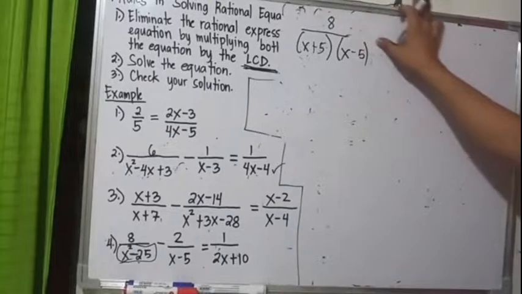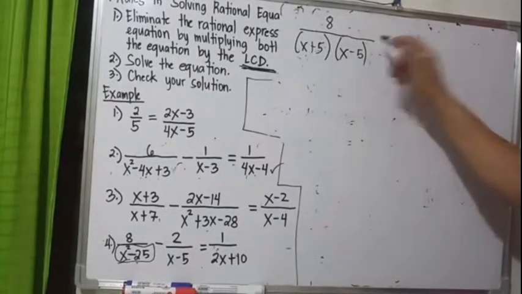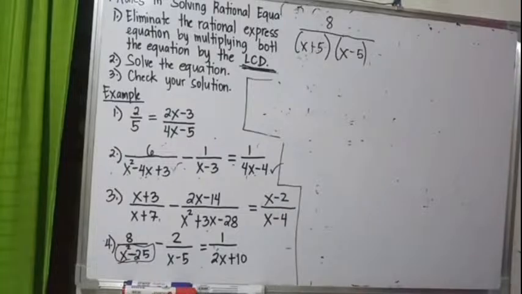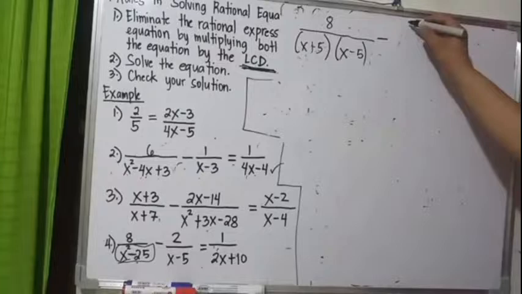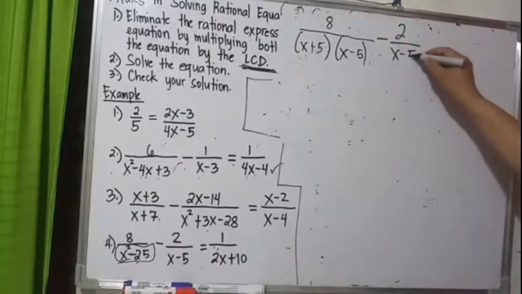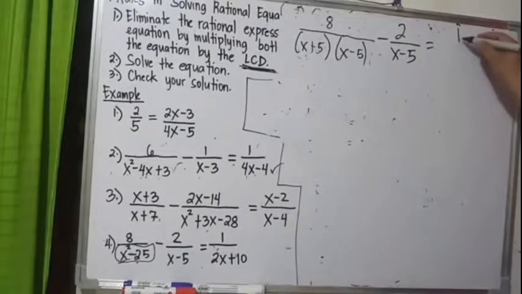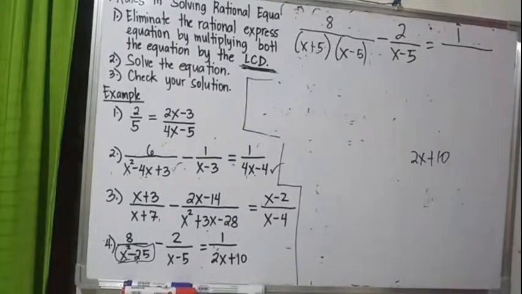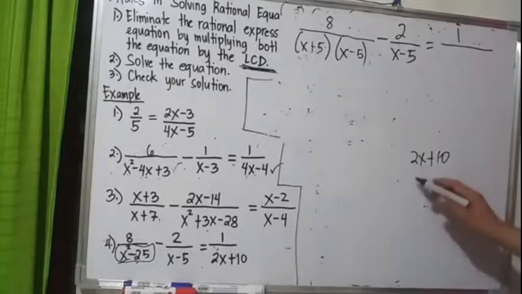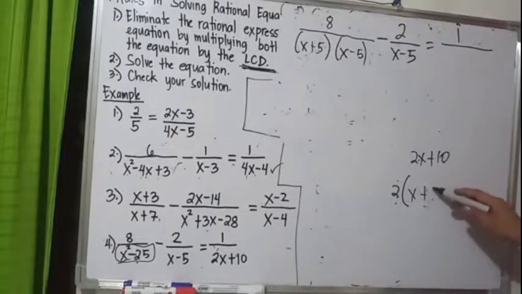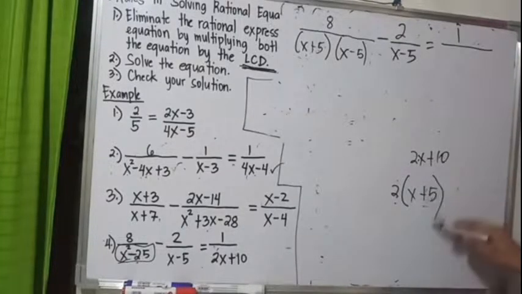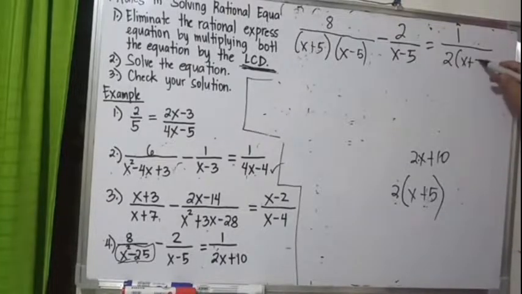Next, ayusin natin. Then subtract. 2 over x minus 5 equals 1 over 2x plus 10. Ano yung factor nyan? Common. So that is 2 times 2x divide 2, that is x, plus 10 divide 2, that is 5. So that is 2 times x plus 5.